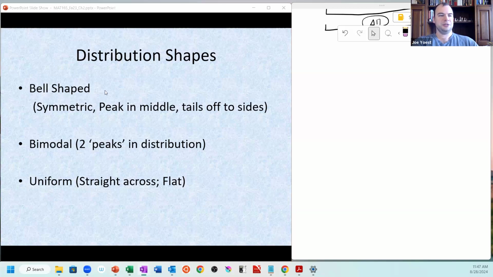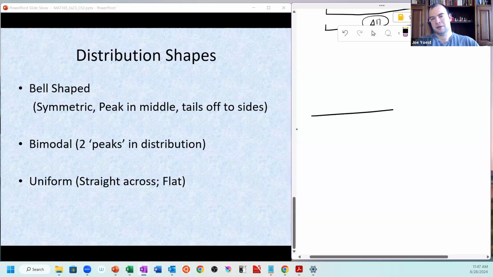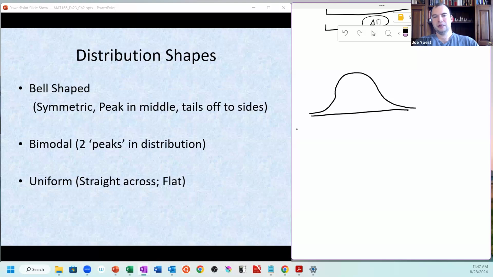So the first distribution shape is the bell shape, the bell curve. What characterizes this is it's symmetric. It has a peak in the middle and it tails off to the sides. So if I think of a perfect bell curve, it looks something like this. It's symmetric. What I mean by that is if I can draw a straight line down the middle going through its peak.